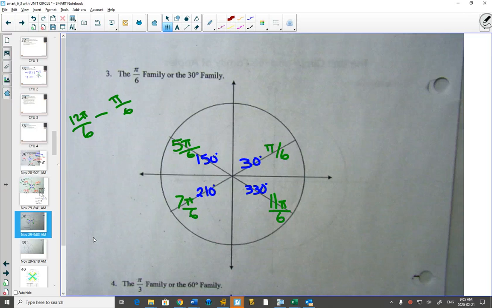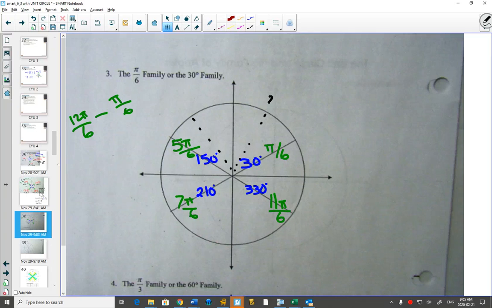Now, did anybody do the counting technique? Where if I broke this up into 6 parts, there would be another one there, another one there, another one here, and then count 1, 2, 3, 4, 5, 6. No, sorry, I counted wrong. 1, 2, 3, 4, 5. This would be 6. This would be 7, 8, 9, 10, 11, 12.